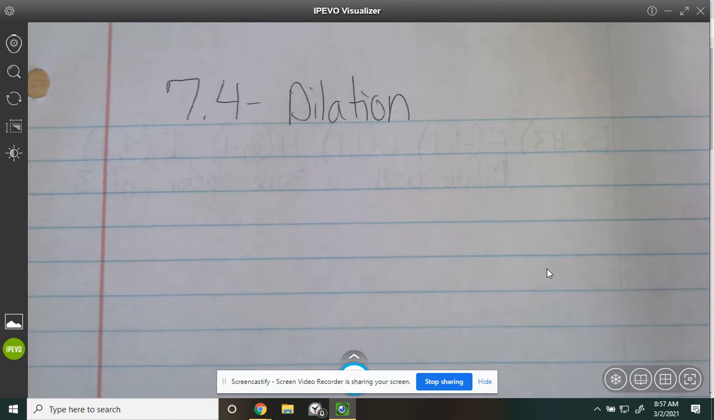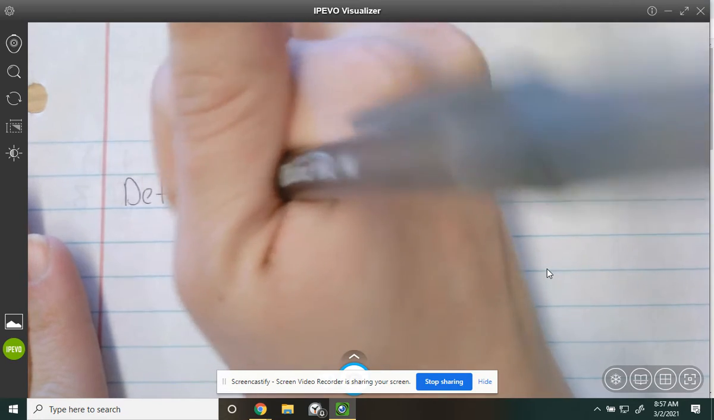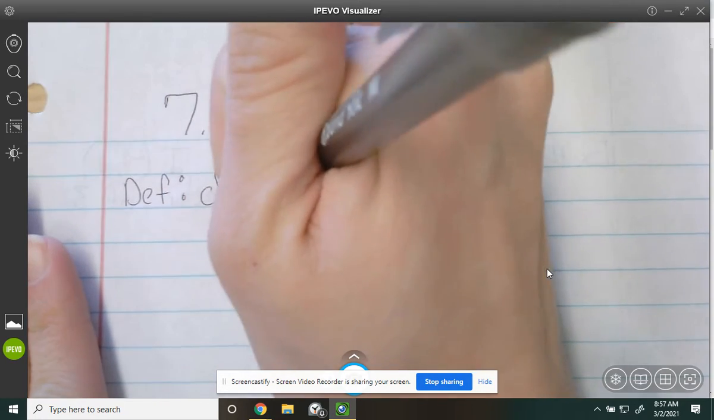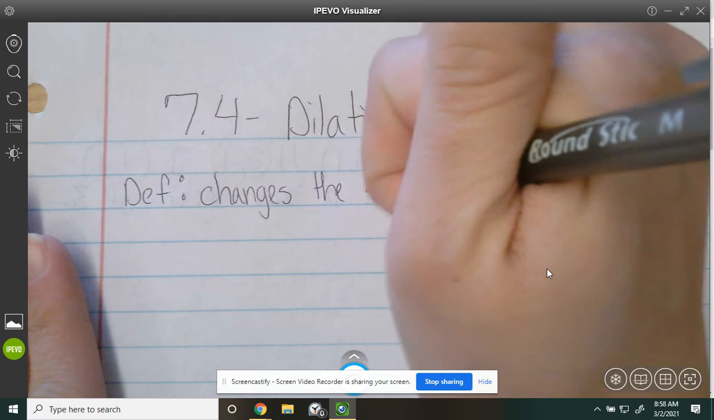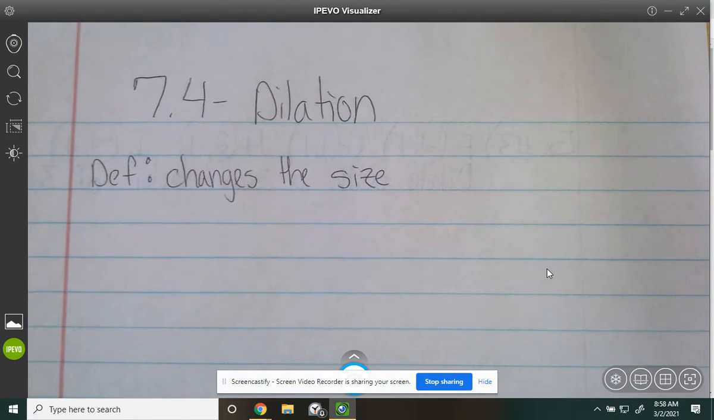Okay, so the last transformation that we're going to do is dilation. I think it's the easiest one out of all of them, so hopefully you will too. The definition is changes the size. This is the only one that changes the size of the shape. It still stays the same shape.